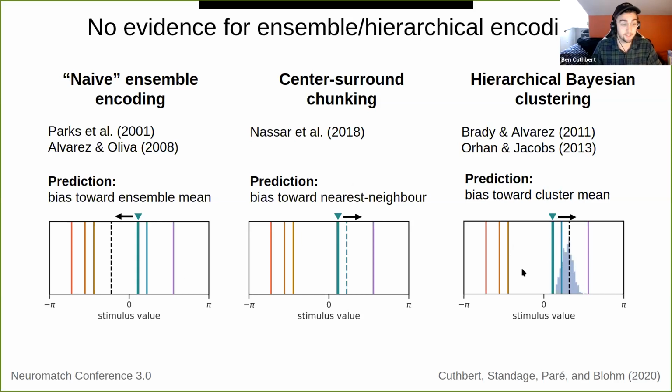In a lot of these cases, the direction of the bias can be the same, but the actual magnitude of the biases predicted is different. Regardless of any of the differences, no matter how you slice it, I've done tons and tons of different tests. There are no significant biases toward any of these ensemble means or cluster means. So I really haven't been able to find evidence for any of these biases predicted by hierarchical models in this data set.